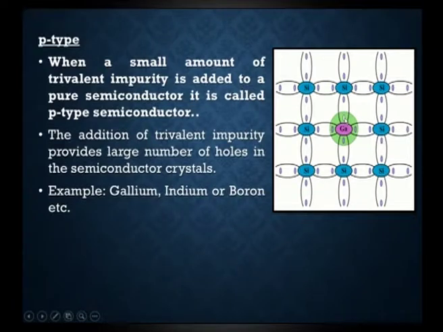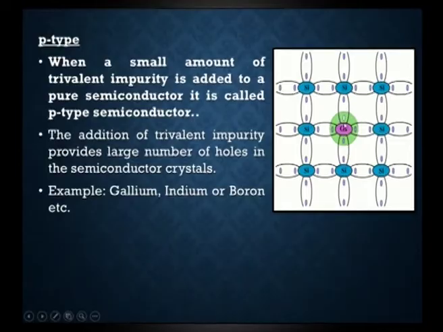So, by the addition of gallium we are going to get a hole. A hole is formed due to the addition of impurities. Due to the impurity addition we get hole formation, due to the gallium impurity. That is why it is called a P type semiconductor.